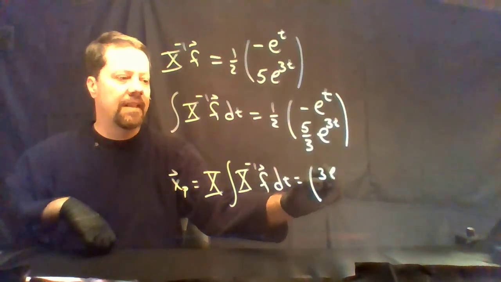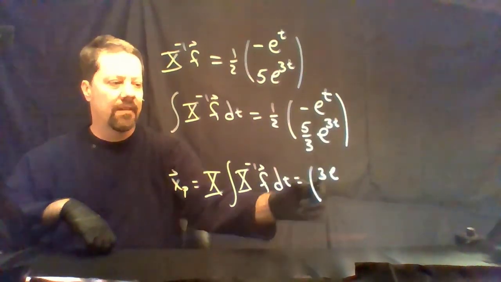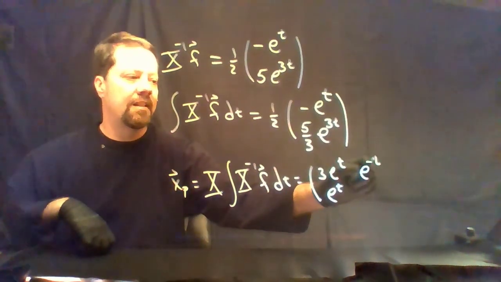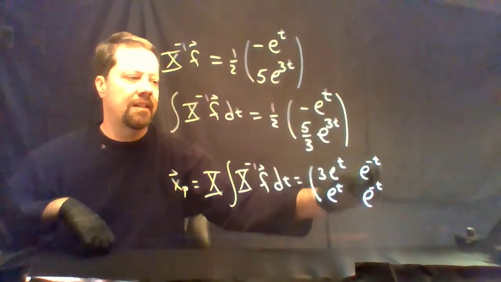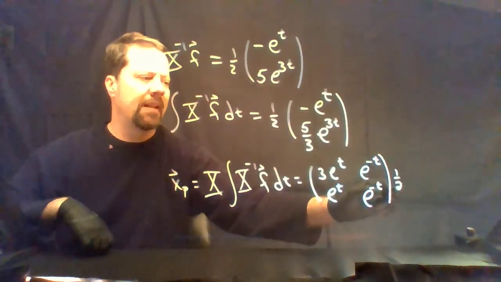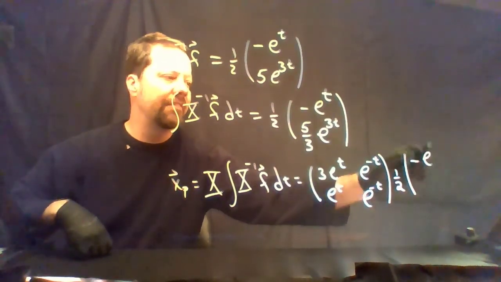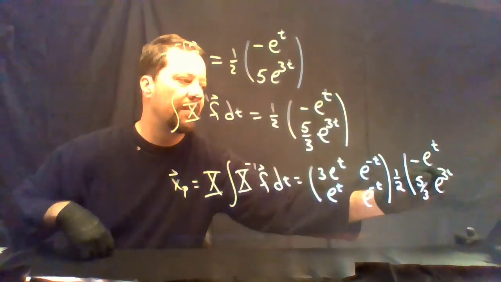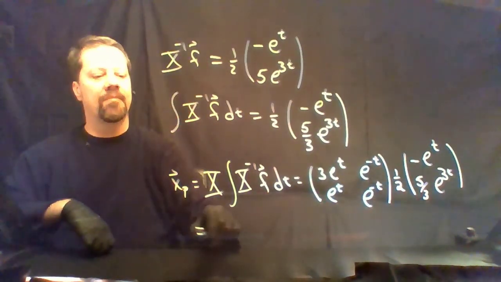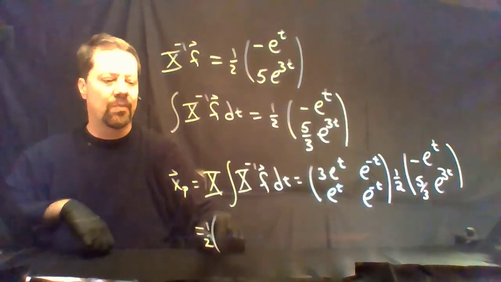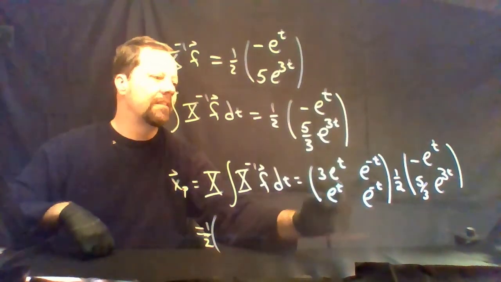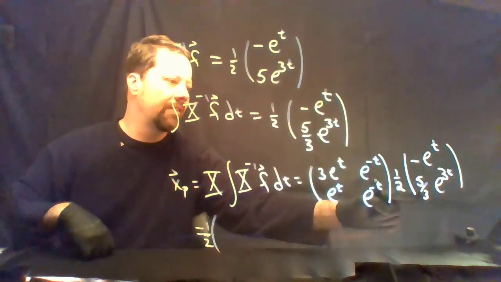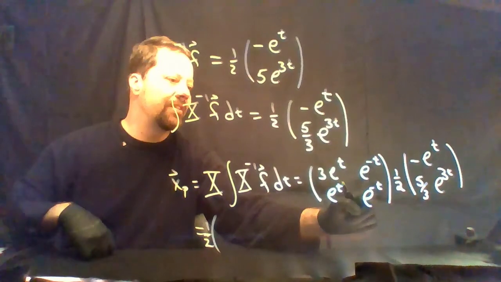You recall that the fundamental matrix was 3 e to the t, e to the t, e to the minus t, e to the minus t. We're multiplying that by 1/2 negative e to the t, 5/3 e to the 3t. We have this 1/2 still floating around. We're going to have negative 2 plus 5/3 e to the 2t.